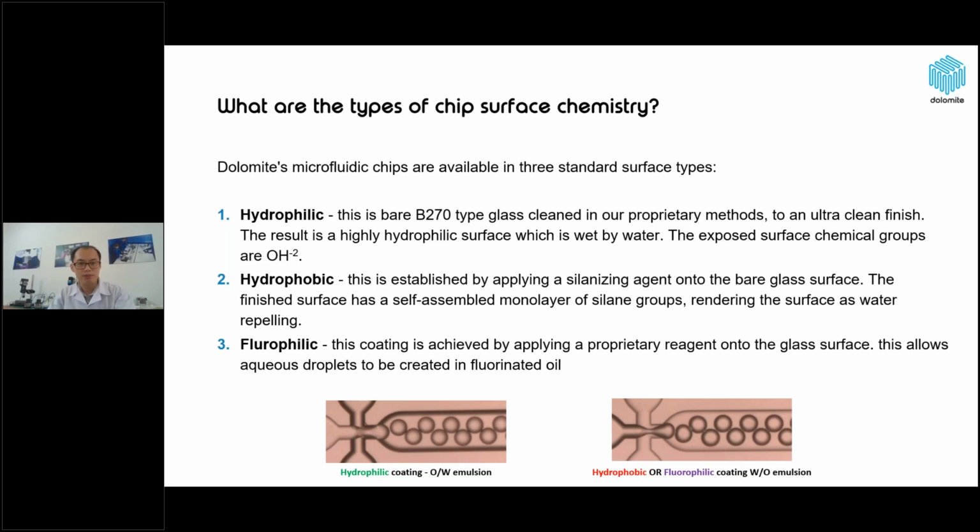The second chip surface chemistry is the hydrophobic. This is established by applying a silanizing agent onto the bare glass surface. The surface has a self-assembled monolayer of the silane group, rendering the surface water repelling. The third one is the fluorophilic. This coating is achieved by applying a treatment reagent onto the glass surface. This allows aqueous droplets to be created in fluorinated oils.